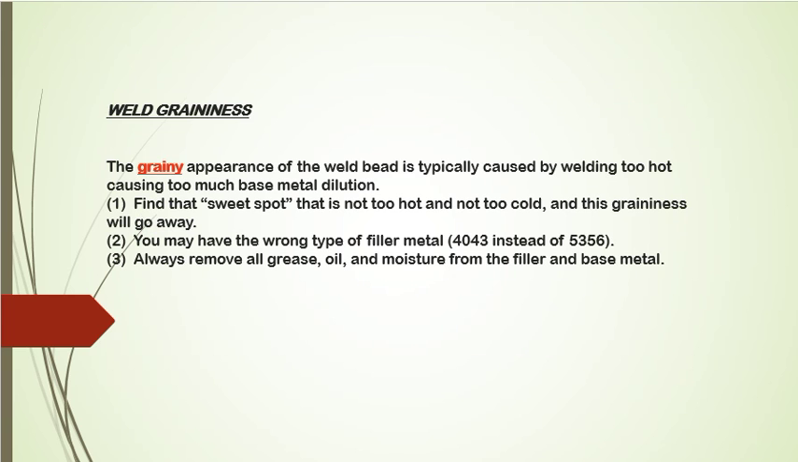What is grainy? The grainy appearance of the weld bead is typically caused by welding too hot, which causes too much base metal dilution. If welding is too hot, it means the amperage is high, causing too much base metal dilution. Find that sweet spot that is not too hot or too cold, and this graininess will go away. So when you are welding at the weld joint area, it should not be too cold or too hot.